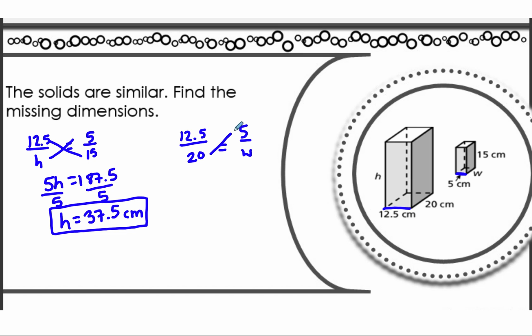All right, let's go ahead and do cross products again. 12 and a half times W is 12 and a half W. 5 times 20 is 100. Then I'm going to divide both sides by 12 and a half. And when I do 100 divided by 12 and a half, I get 8. And that's going to be centimeters.